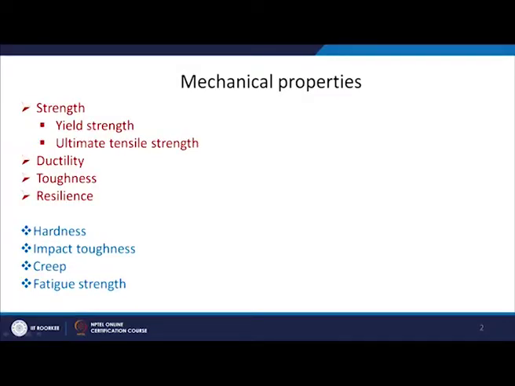So if you consider the mechanical properties as a whole, what type of mechanical properties are usually of interest to us? There are two colors I have used here, one is dark brown and one is blue. The properties mentioned in the first part are what you are going to get from a typical tensile test or tension test.